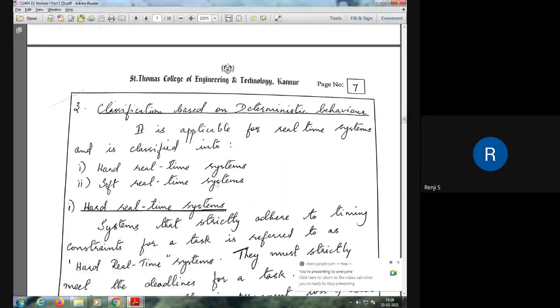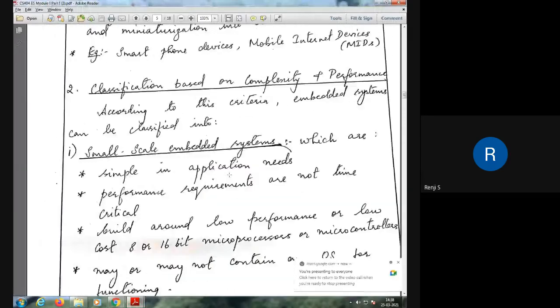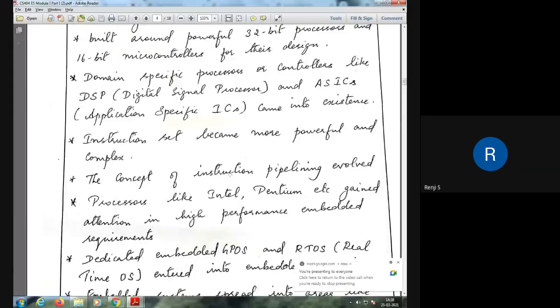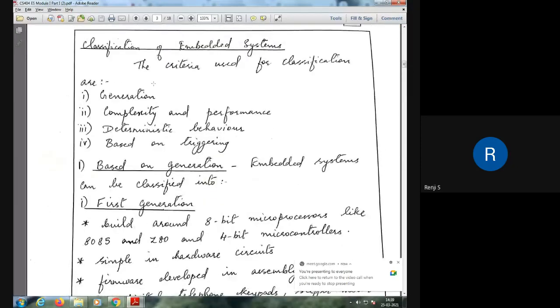So we were speaking about the classification of embedded systems. Embedded systems can be classified based on four criteria. The first criteria is based on generation. The second criteria is based on complexity and performance. The third criteria is based on deterministic behavior, and the fourth criteria is based on triggering.